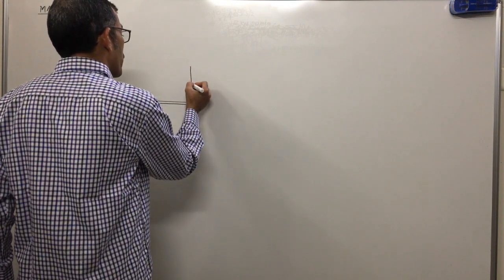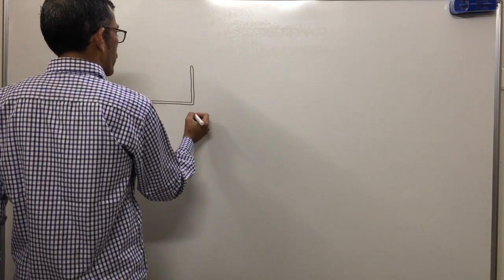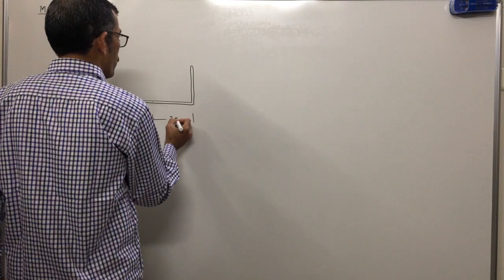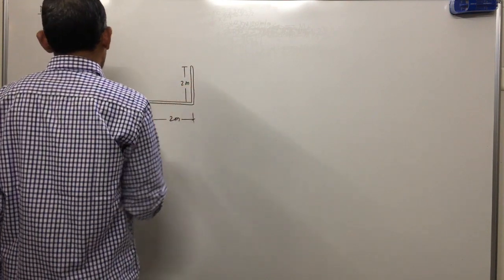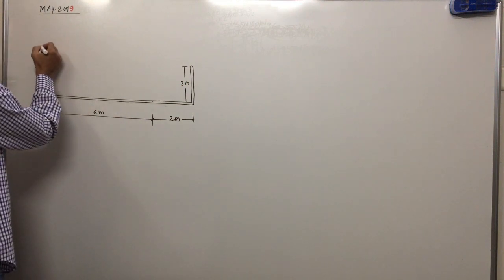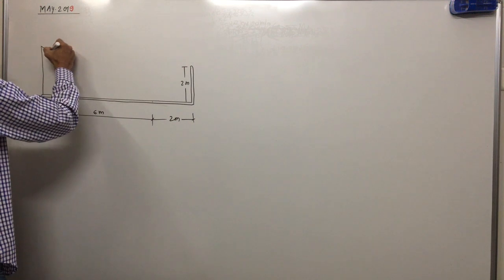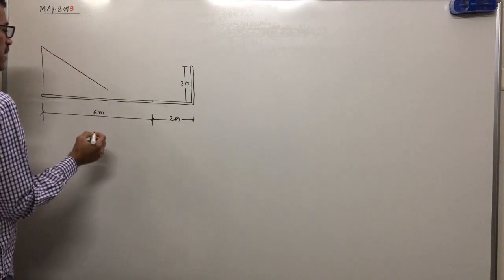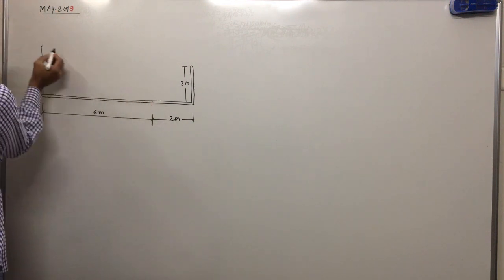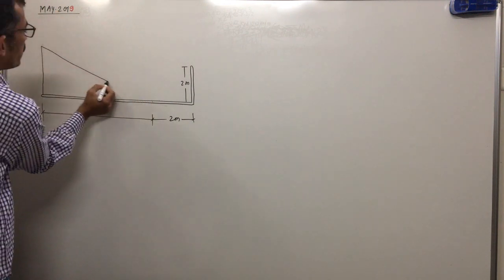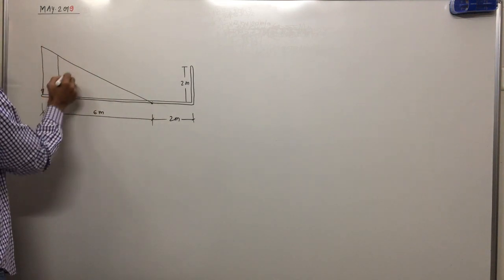And there is a vertical portion of the bar like this. This dimension is 2 meter and this vertical is 2 meter. In this 6 meter, there is one UVL which is something like this, up to this location. This is a UVL, acting in downward direction.